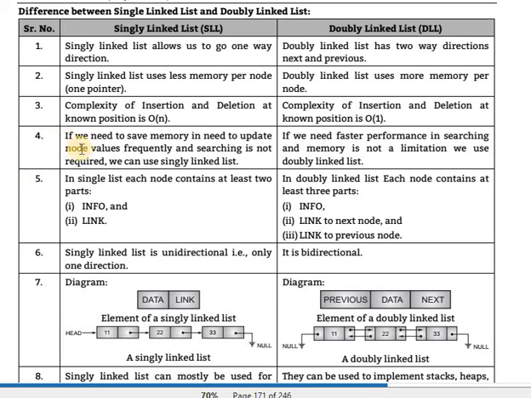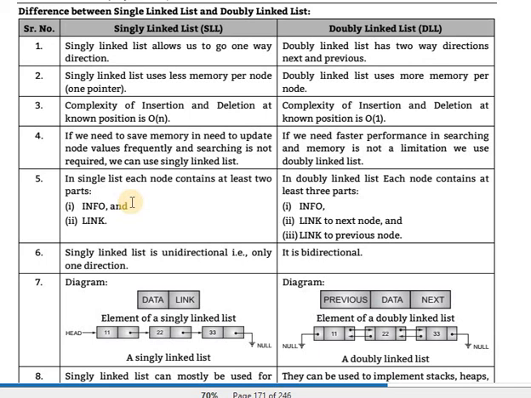Fourth difference, if we need to save memory, need to update node values frequently and searching is not required, we can use singly linked list. In a doubly linked list, if we need faster performance in searching and memory is not a limitation, we use doubly linked list, because in singly we move only one way, in doubly we move both ways, it is faster.